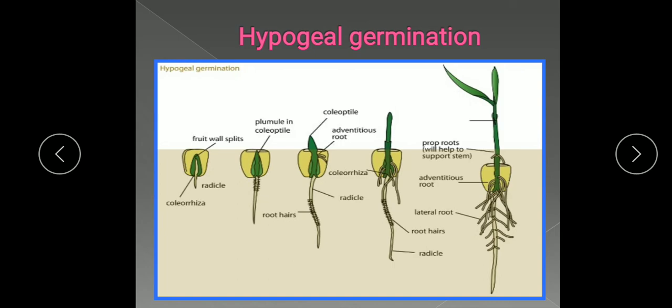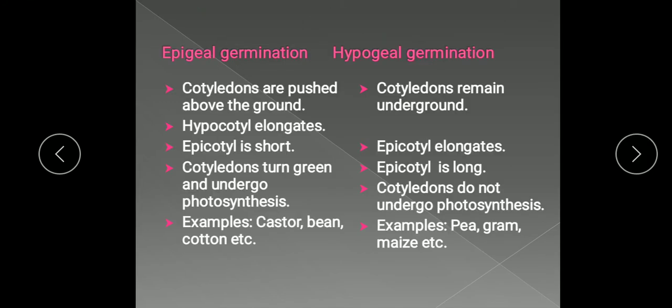So let us study further the difference between the epigeal and hypogeal germination. Let me revise. In epigeal germination cotyledons are pushed above the ground, while in hypogeal germination cotyledons remain underground. These cotyledons do not come out. The hypocotyl elongates here. Here the epicotyl elongates. The epicotyl is short in epigeal germination. Here the epicotyl is long. Here the epicotyl elongates and becomes long.